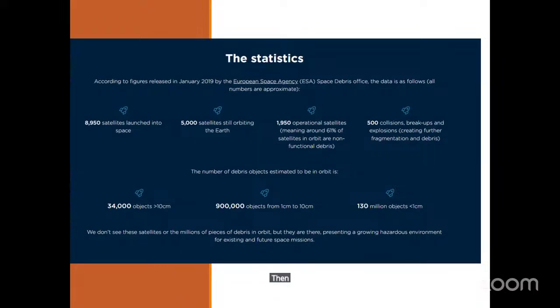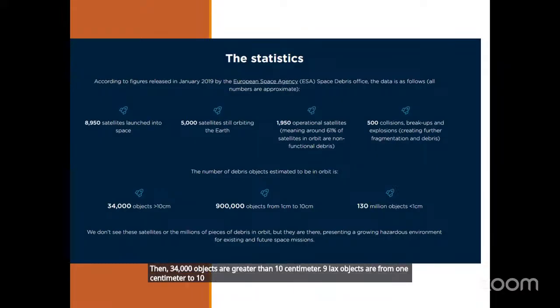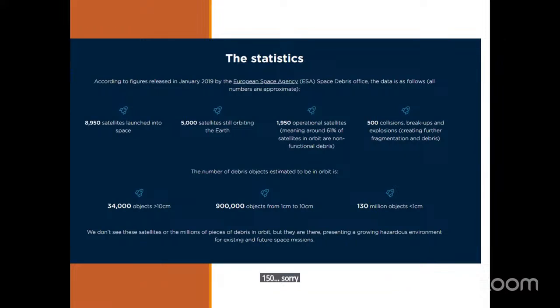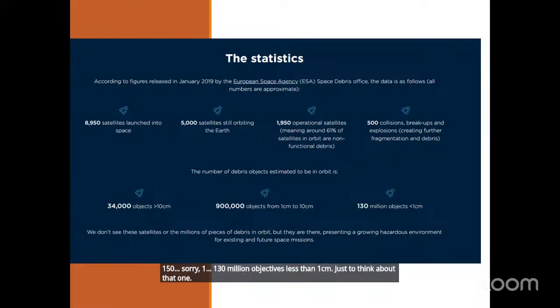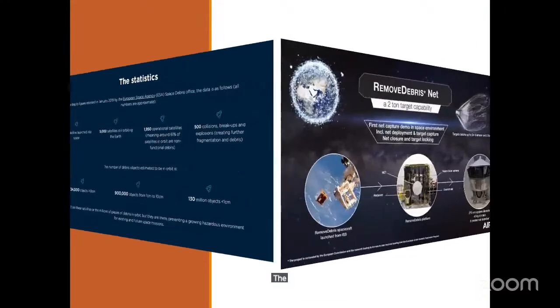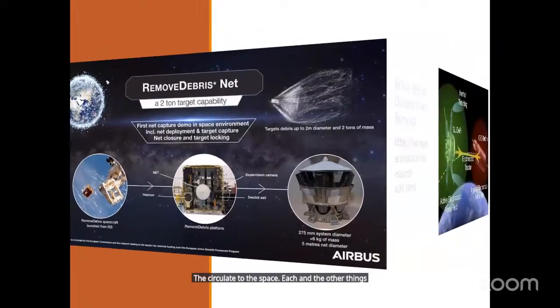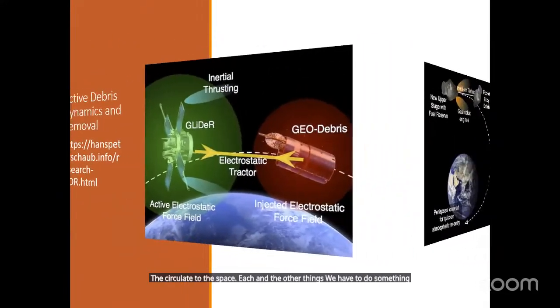Then 34,000 objects are greater than 10 centimeters. 9 lakh objects are from 1 centimeter to 10 centimeters. 130 million objects are less than 1 centimeter. Just think about that, how it will be, how it will affect the objects, and how we are going to launch satellites into space in the near future. For each and everything we have to do something. There is space debris.